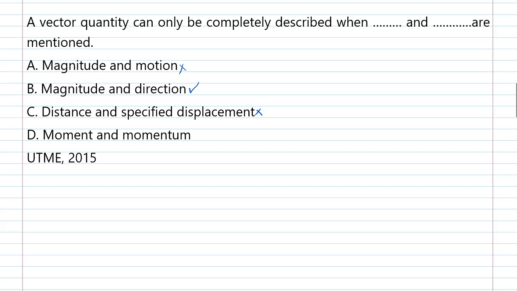And then the last one is moment and momentum. Even though this fulfills the criteria of what a vector is, it's not what the question is asking you to find. So the correct option is option B.